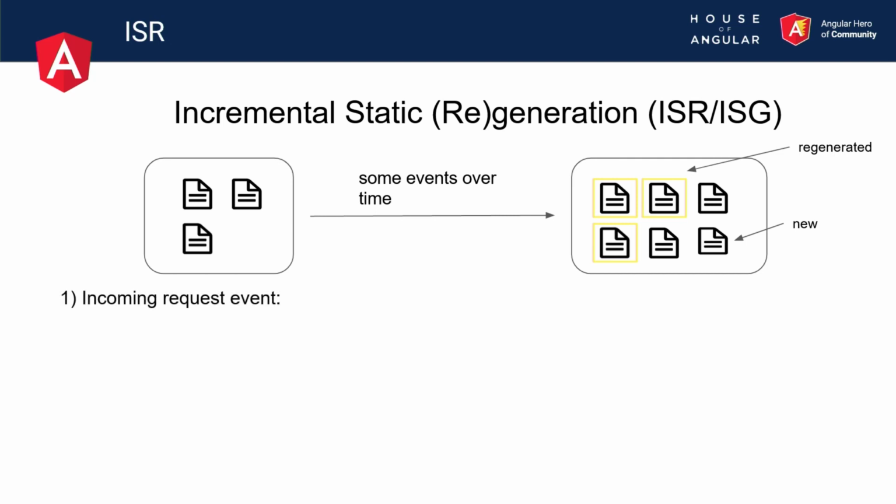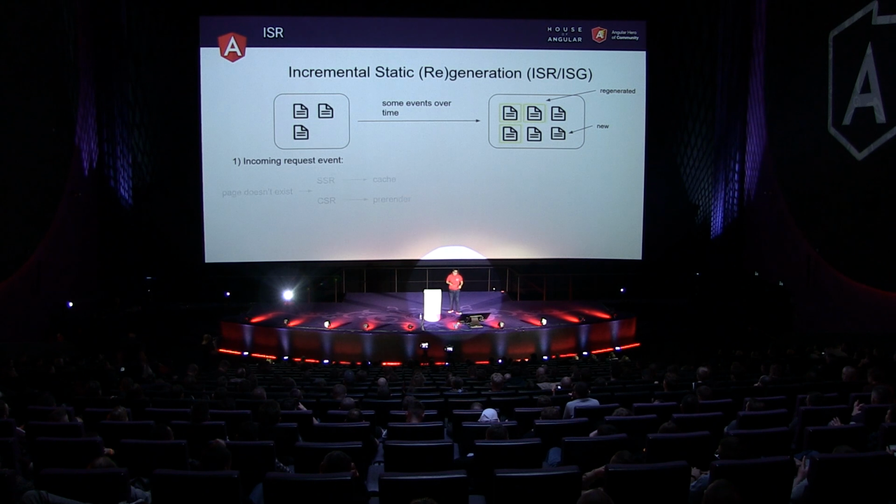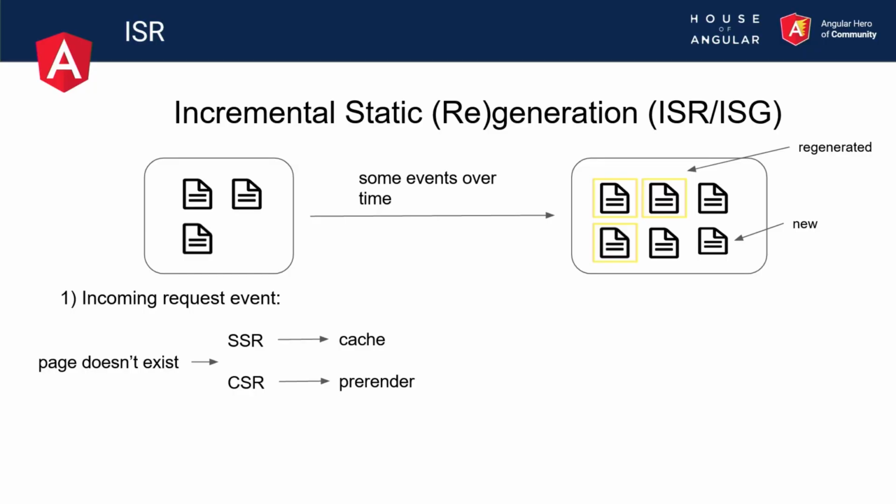So you see a client making a request. Let's say the page doesn't exist. It was not pre-generated before. If it doesn't exist, then you have a choice. You can either SSR it or CSR it. If you SSR, you can cache it because you already have the HTML, and you can save it in a database or in a file. If you CSR it, then you can pre-render the file and run the rendering.